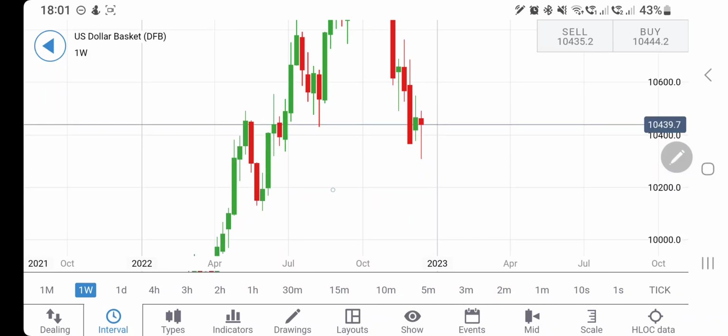So still it is not to be considered a reversal till the time it trades below 105, 105.5, in fact 106 levels, which are going to be stronger resistance for the dollar index on the upside.